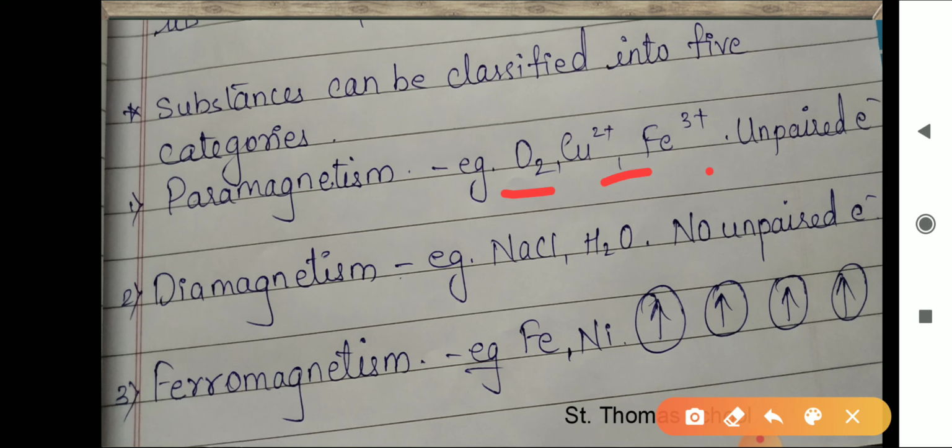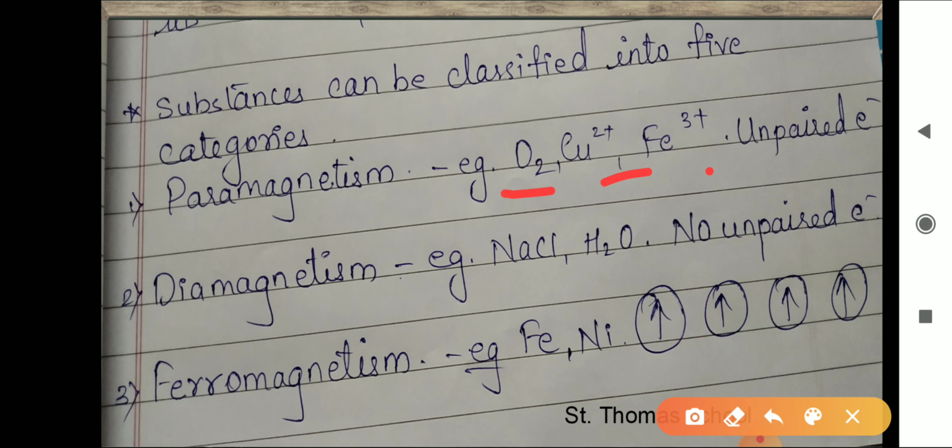In this paramagnetism, the examples given here are O2, Cu2+, Fe3+. They are weakly attracted by a magnet. Understood? So they are magnetized in the same direction, right? What is magnetized will be in the same direction.